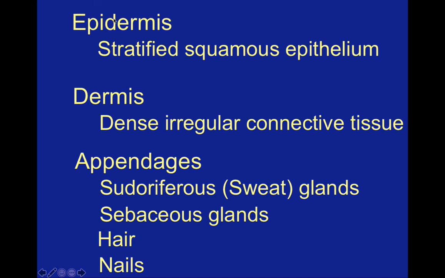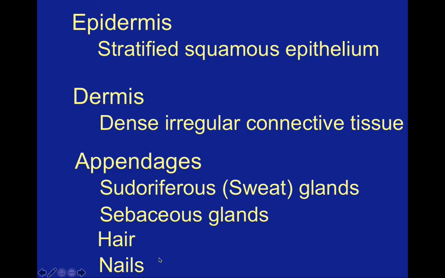Now, as well as the epidermis and the dermis, we have the different appendages, or accessory structures, that can be found in the skin as well. We'll find that we have two different types of glands, the sudoriferous glands and the sebaceous glands. The sudoriferous are sweat glands and the sebaceous are oil glands. But on top of these, we're also going to have hair and nails that can be found in the skin in certain places.